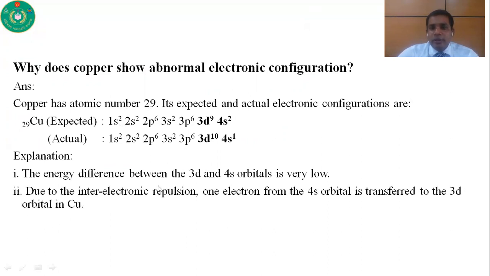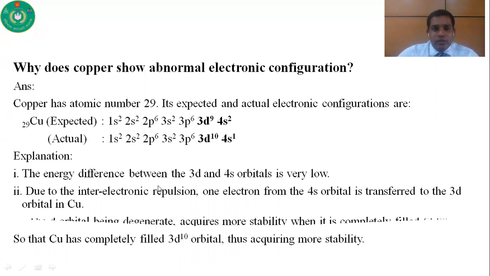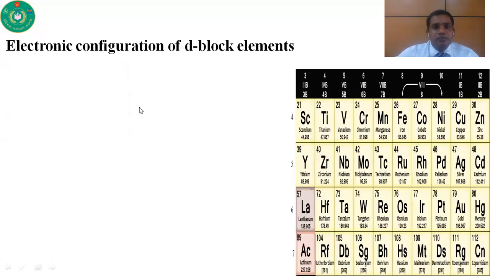So electron-electron repulsion occurs in the s orbital, and one electron travels from s to d orbital. In that case, the d orbital becomes fully filled, the maximum number of electrons present in d orbital, that means 3d10. When the d orbital becomes fully filled, it gets more stability. That's why copper shows exceptional electronic configuration.